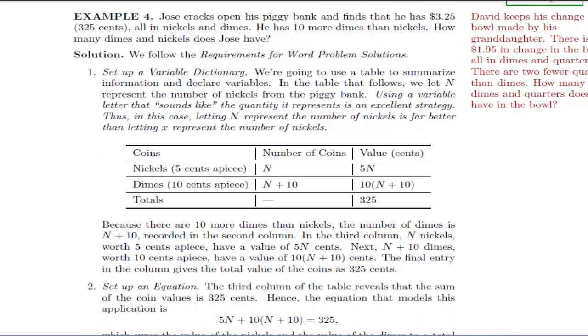Example 4. Jose cracks open his piggy bank and finds that he has $325, all in nickels and dimes. He has 10 more dimes than nickels. How many dimes and nickels does Jose have?